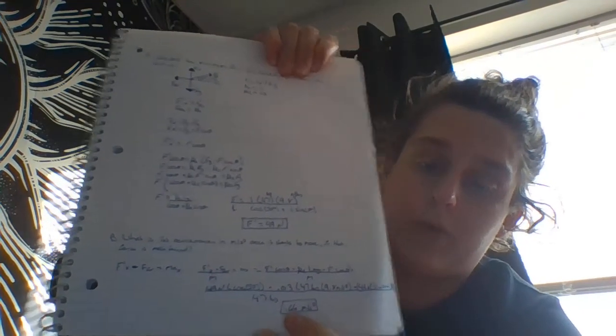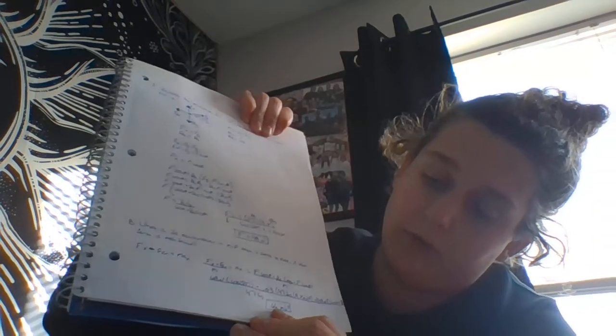And once you plug that in, your answer is going to be 66 meters per second squared. When you're doing this, just make sure that you're using the right coefficient of friction, depending on whether the block is actually moving or not. And also make sure that you draw out your force diagram correctly in the very beginning, because that has a lot to do with whether or not you get the problem correct. Thank you.